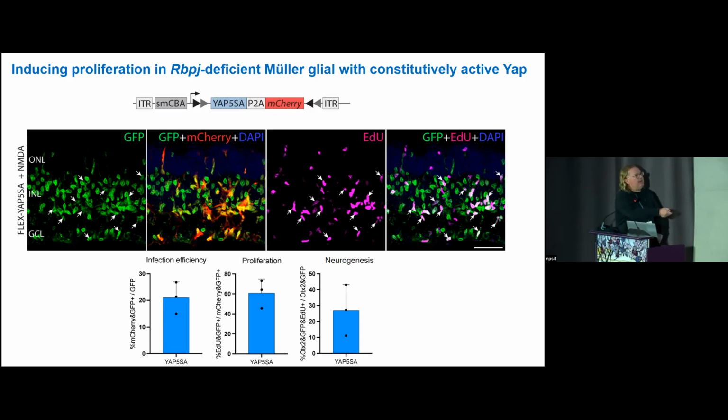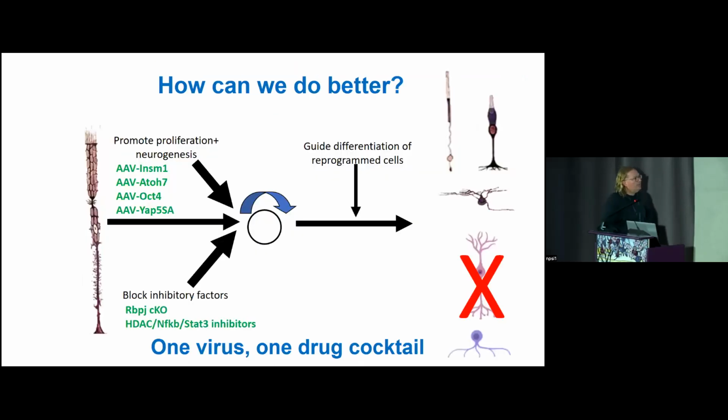And actually, we did all this in the RBPJ mutant mice. So you don't need to have Notch in order to proliferate. And many of these cells actually express markers of OTX2 and other markers of neurons. So can we do better? We can still do better, but we've made a lot of progress.